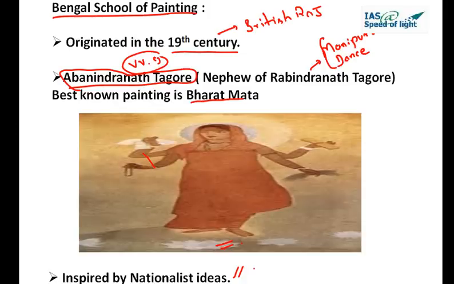Certain schools of paintings which we need to remember. First was the Bengal school of painting. One very important name you have to keep in mind is Abanindranath Tagore, the nephew of Rabindranath Tagore, and his painting Bharat Mata. See this painting Bharat Mata, which has four arms.